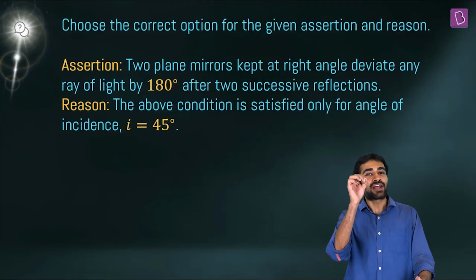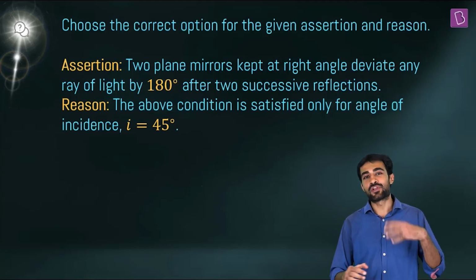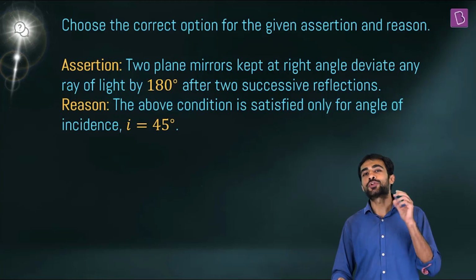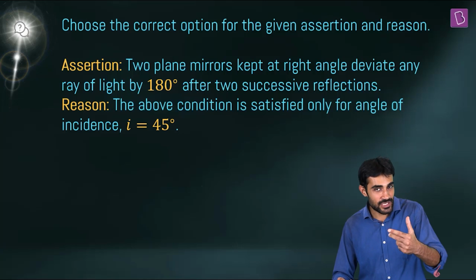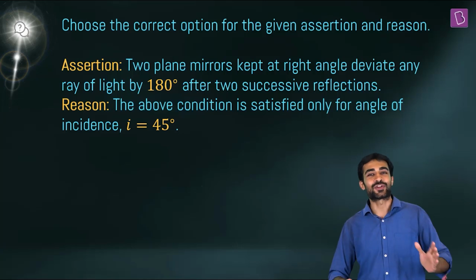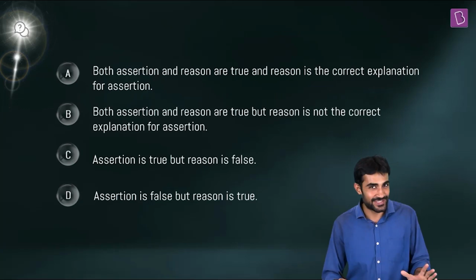Let's have a look at another assertion reason question. Here we have two statements. We will find whether both of these are right or not. In case both of them are right, whether the second statement is the correct explanation of the first statement or not. And these are the type of options in assertion reason questions.